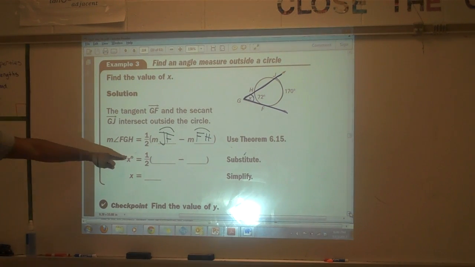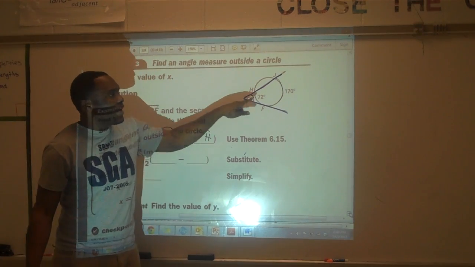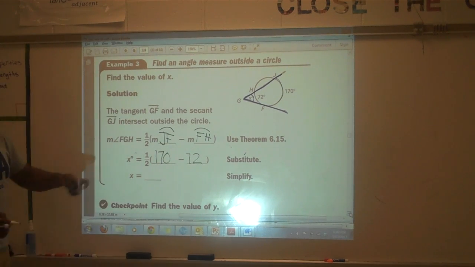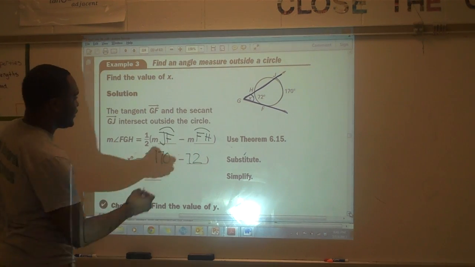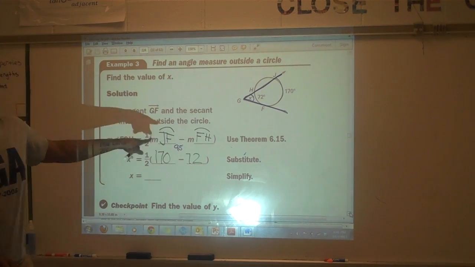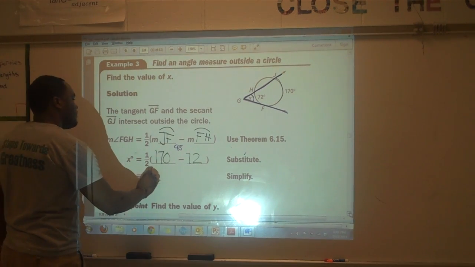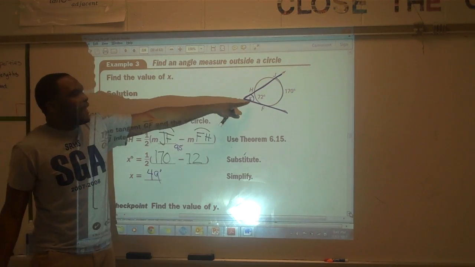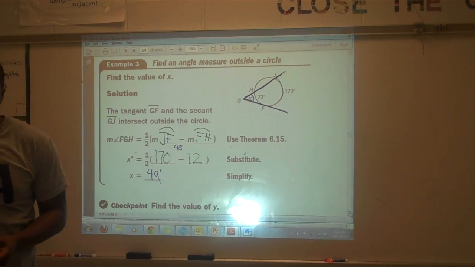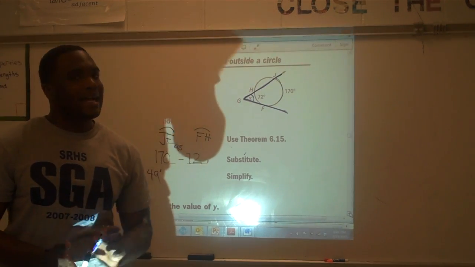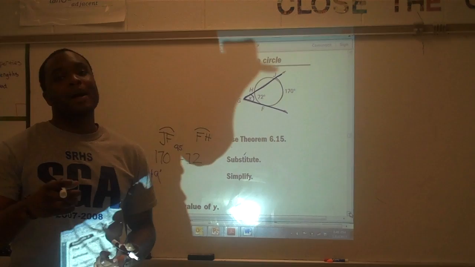Now, essentially what I'm doing is I'm going to subtract this 170 minus the 72, and then multiply it times 1/2. So, calculators, 170 minus 72, that's going to be 98. Now, I'm going to multiply that 98 times 1/2. It's going to give me 49. That's my answer for the missing angle. X is 49 degrees there. So, just that simple. Two lines that are touching my circle, but they're meeting outside of the circle, got to subtract them. Got to take them away and multiply by 1/2.